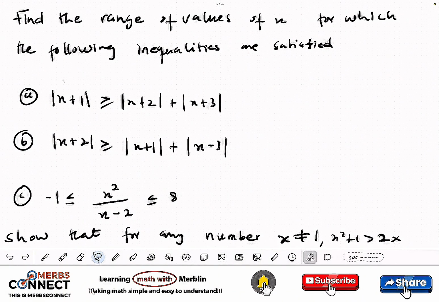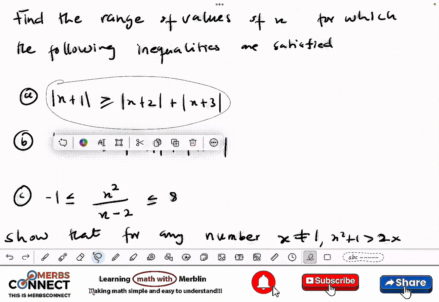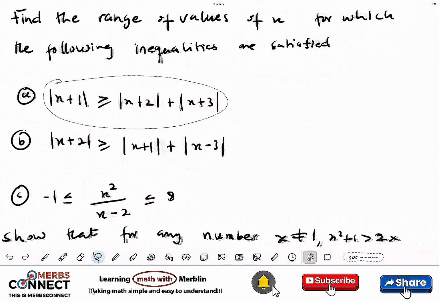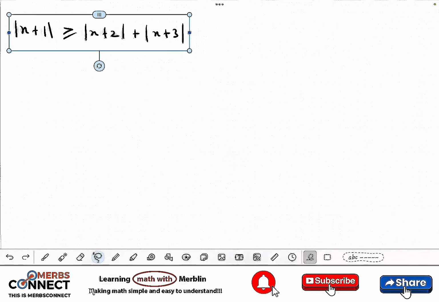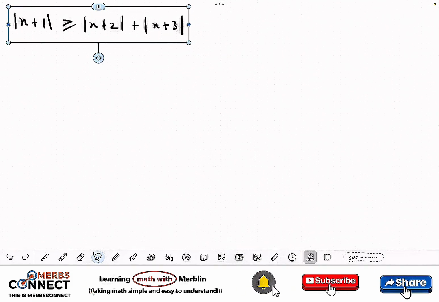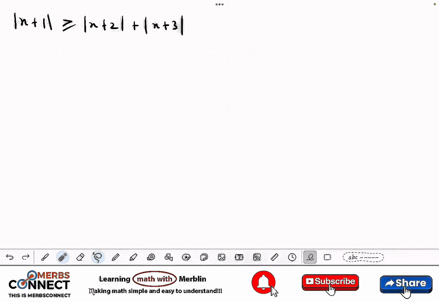Let me copy the first one to the next page and then we go through it together. We start with this absolute value inequality, and with absolute values we can change them either to a piecewise function, plus or minus, or we can square. So which one are we going to use?